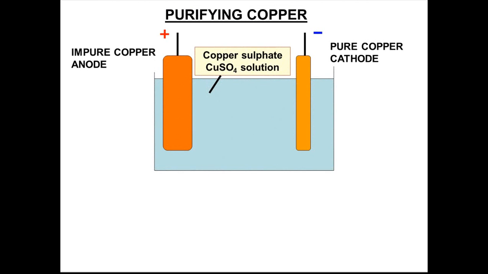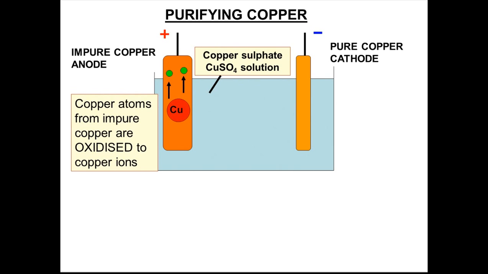Okay, purification of copper is the last thing we're going to look at. On the left, we've got some impure copper, which contains lots of things that we don't want. And on the right-hand side, we've got pure copper. So we've got an impure copper anode, which is positively charged, and a pure copper cathode. That's very important, and we've got that in copper sulfate solution. So this is what's going to happen.